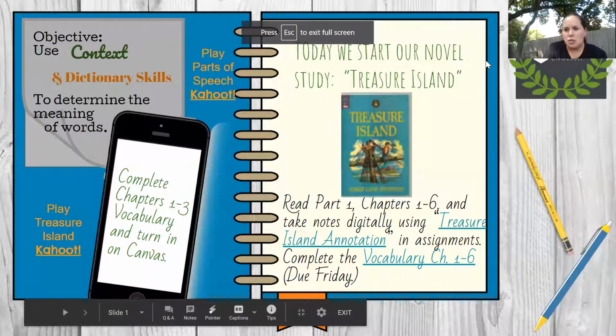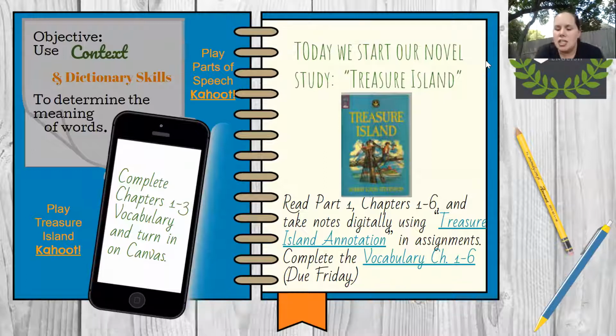So today we're starting our novel on Treasure Island, and this week you will need to read part 1, and that includes chapters 1 through 6. I know it's a lot, but it's very doable if you space things out. Along with reading these chapters, you will need to take your annotation notes for Treasure Island.